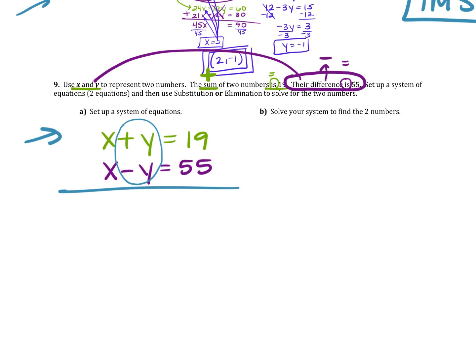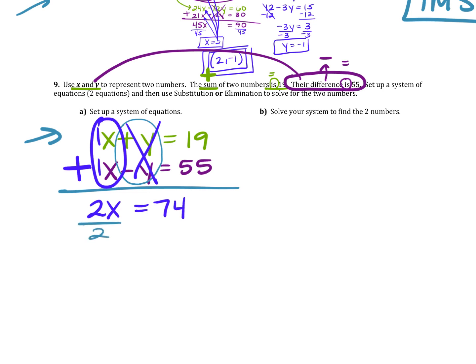Where you have to be careful, where I think a lot of people make mistakes, is when we add these together, this is not x. This is 1x plus 1x, which is 2x, and I think people forget to make that a 2x. This is 0 equals 74. So then we solve, divide by 2. So x equals 37. So that's one part of your answer.